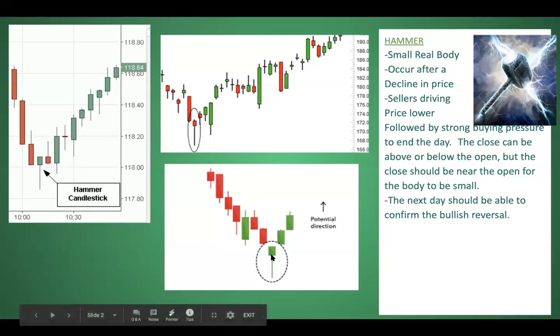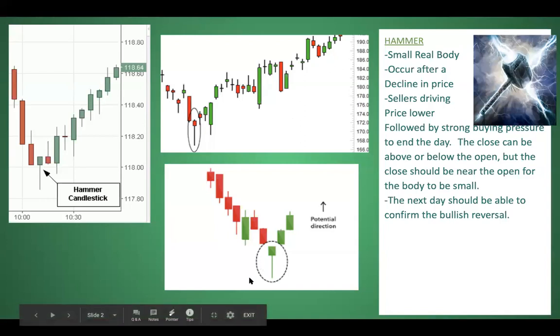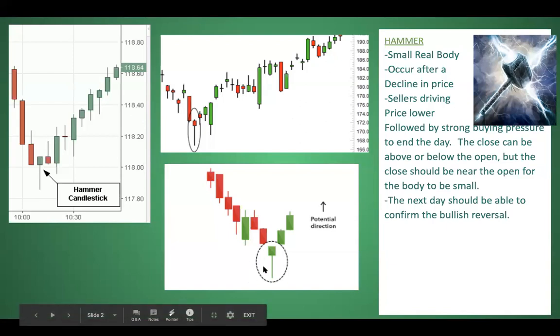Hammer usually happens after a downtrend and has a small real body. It occurs usually after a decline in price. This means that the sellers were driving the price lower and it was followed by strong buying pressure to end the candle. If I'm looking at a daily chart, this would be one day. If I'm looking at a 5-minute chart, this would be a 5-minute candle, on a 15-minute chart, a 15-minute candle, and so on.